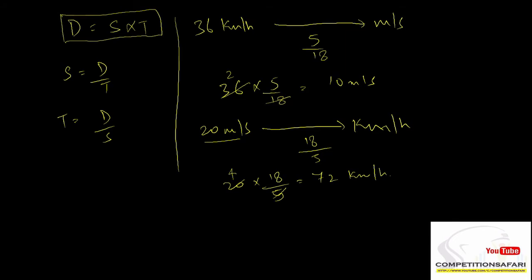Next, let's discuss some questions on this topic. So you are given the length of a train, which is 100 meters, and the length of the platform is 200 meters. The time taken by the train to cross the platform is 20 seconds. We have to find the speed of the train.